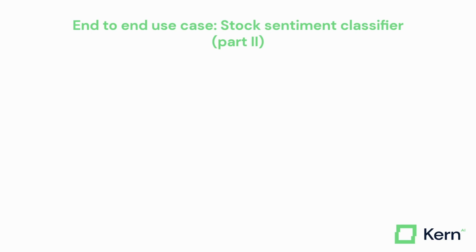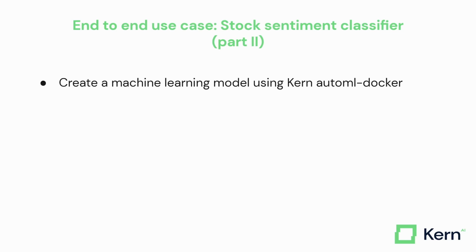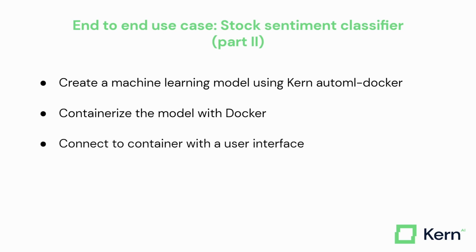And today in this video we are going to take a dataset that we have created in a previous video, and we are going to use this dataset to create a machine learning model using the Kern automl-docker tool. Next up, we're going to containerize this model with Docker and then connect this container with a user interface. We are then going to try out this model with fresh news headlines about stocks.